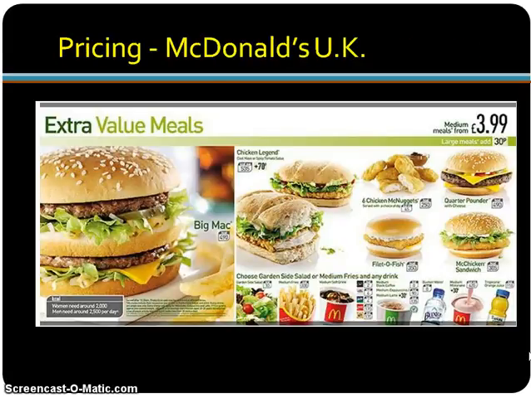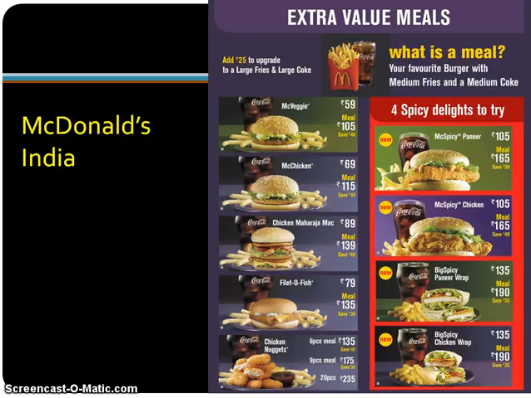Pricing, again, is a big issue, usually revised or modified in foreign markets so that there is a fit between the buying power of the local consumer population and the product. So you can see the pricing for the UK market, where the medium meals start at almost £4 British, which is over $8. But then look at the meals here for the Indian market, where the meal is about 115 rupees, which is even less than $2.